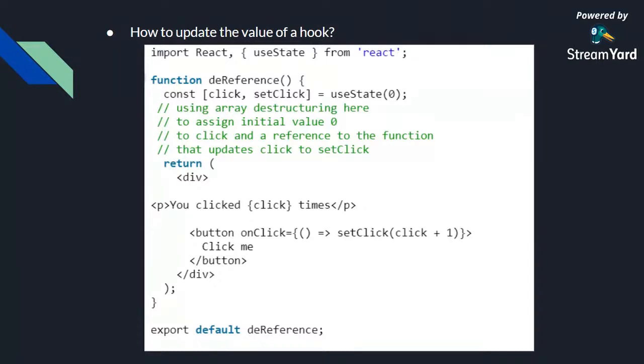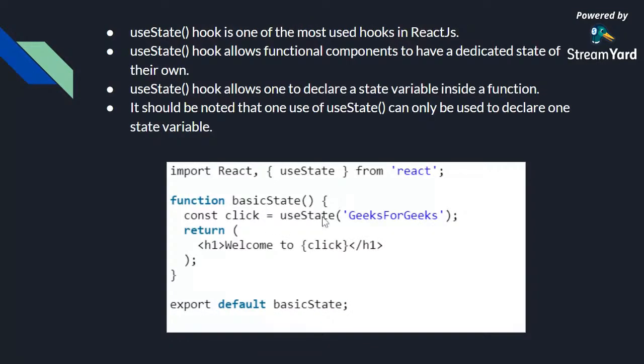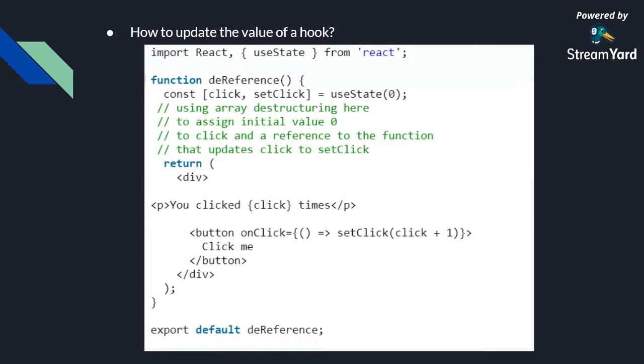Now, how do we update that value? We have already seen how to declare that particular hook, the useState hook. But what if you want to update that particular value? Generally, whenever we use state, the purpose is that we want to change it, and then we want to show the UI based on it. So just having the functionality of declaring a useState hook is not enough. We need the ability to update it as well. So hooks allow us to update the value of the state like this. This is an example.